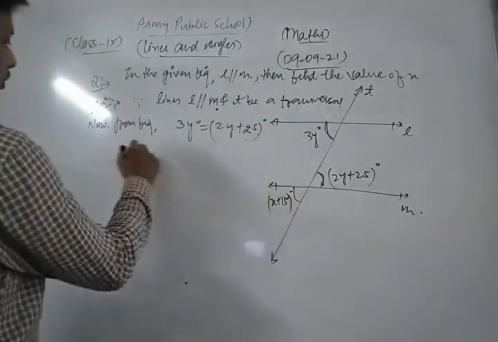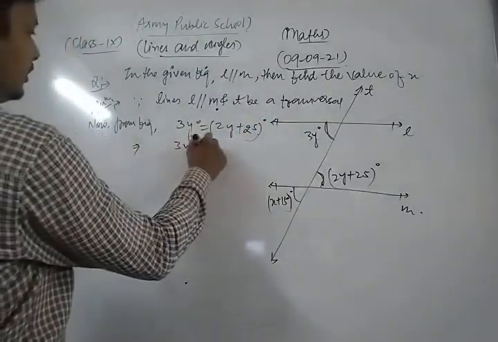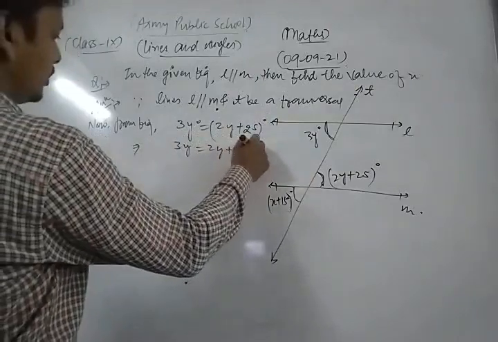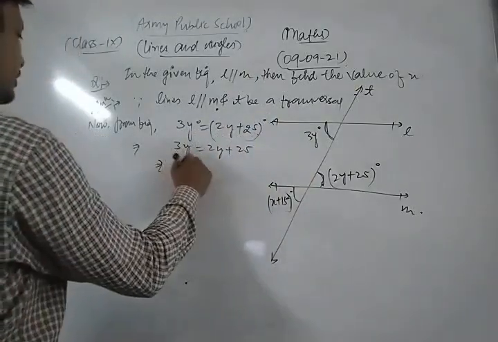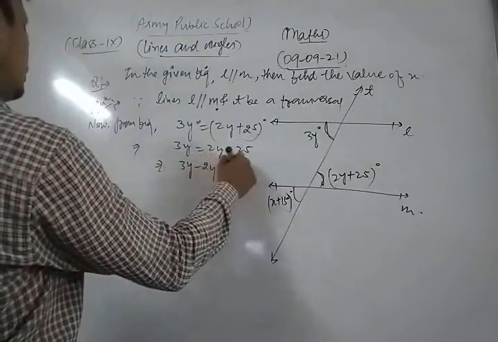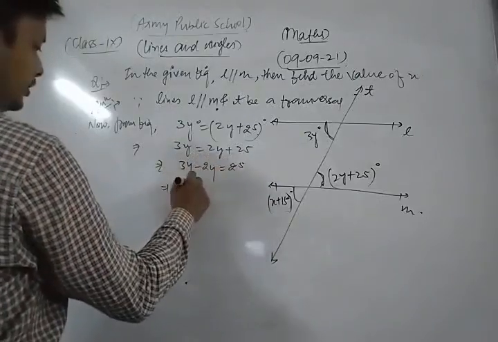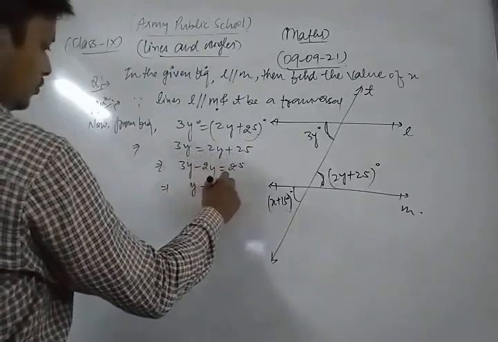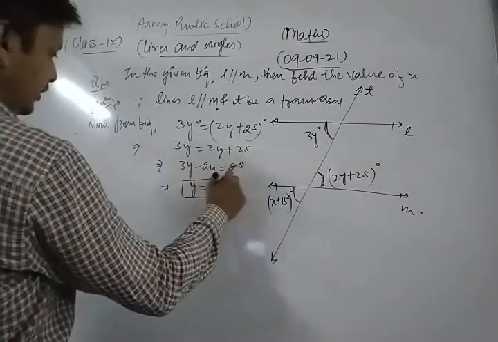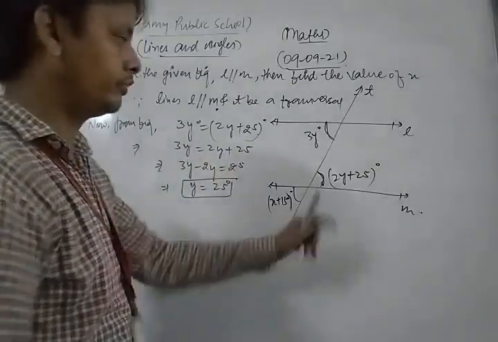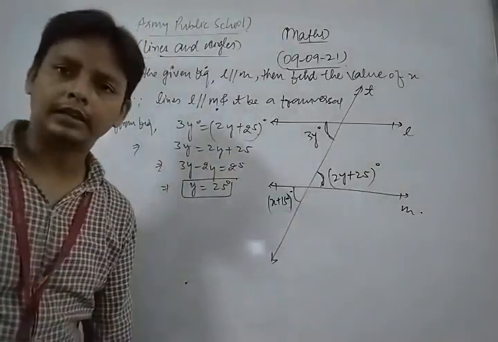So we simplify: 3y is equal to 2y plus 25. From there, 3y minus 2y is equal to 25, so y is equal to 25 degrees. In this way, first we find the value of y.